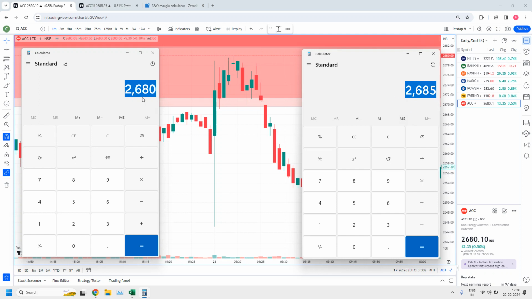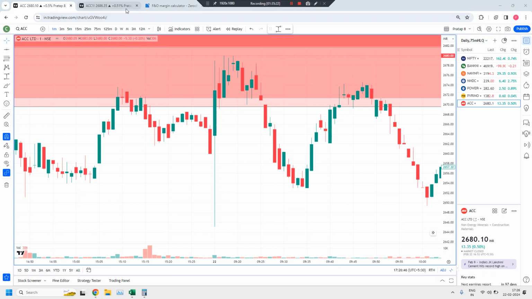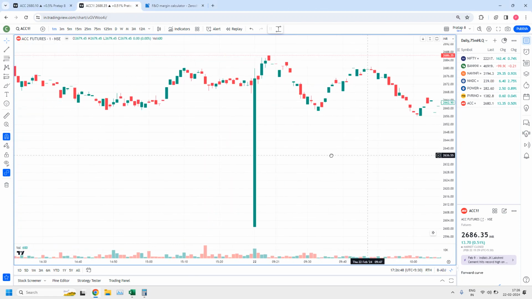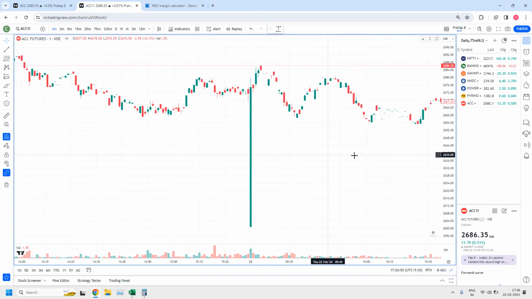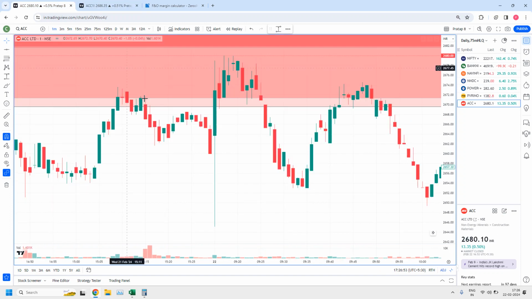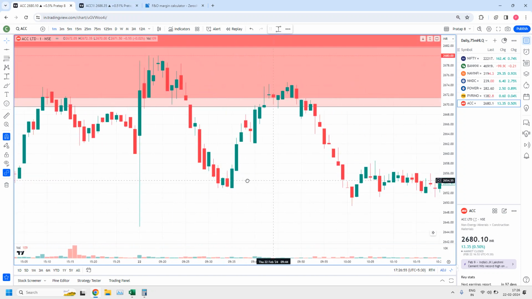You should not feel, here is a different price, there is a different price. You did your analysis on the equity chart. As per that analysis, the current price for futures is 2685. According to your analysis, the prices will go down, and in futures also the prices will go down. See here, compare both the charts. Here prices are going down, and here also prices are going down.